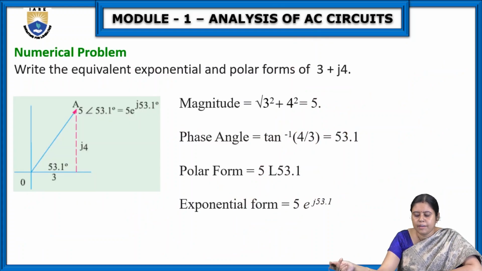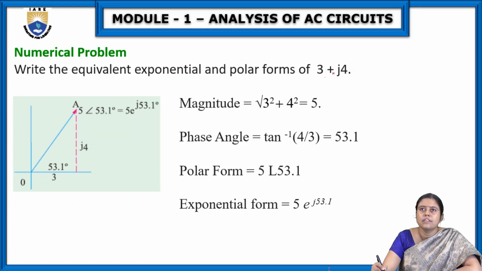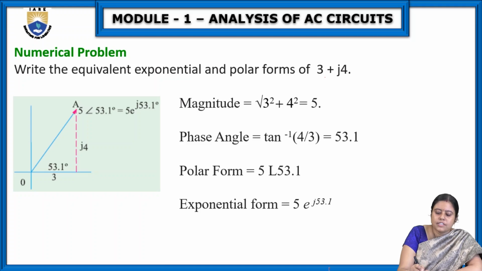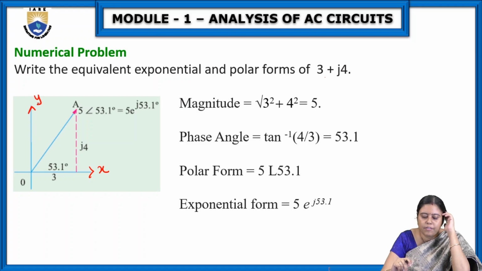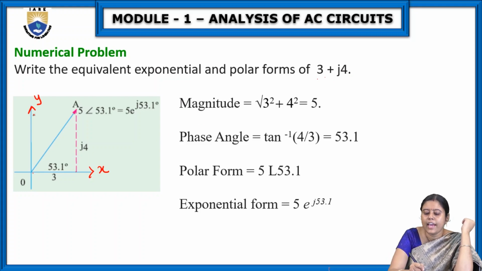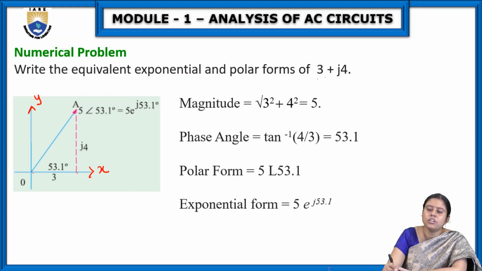Let's do one example. Write the equivalent of 3 plus 4j. This is our x-axis and this is our y-axis. 3 is the x, and y is equal to j4. As I told, the y-axis always discusses the j part. So 3 plus j4. What is the magnitude? Square root of 3 square plus 4 square is equal to 5.